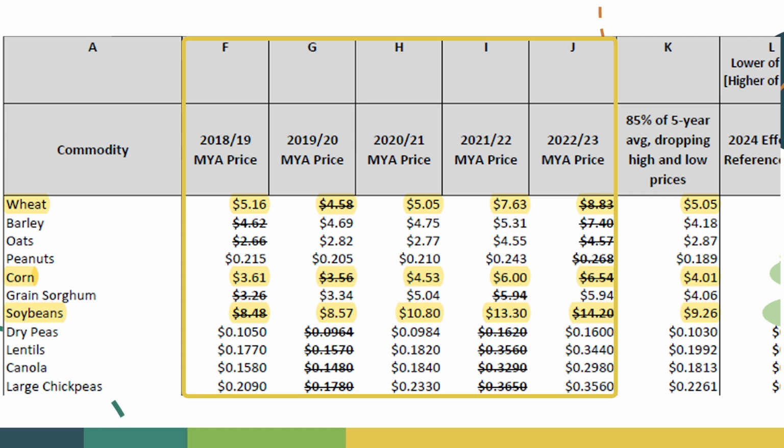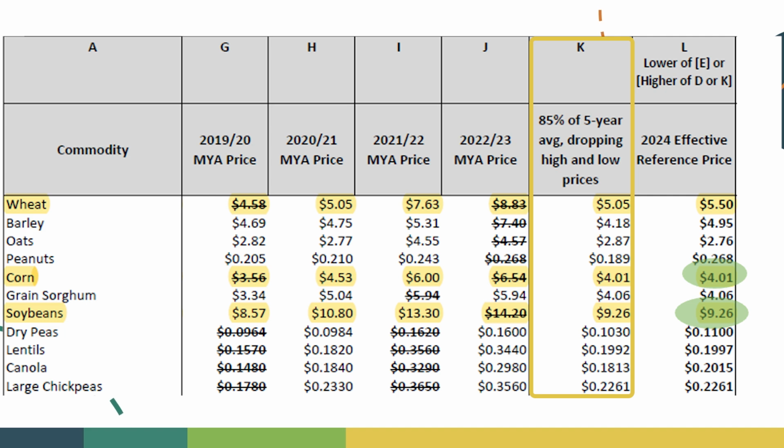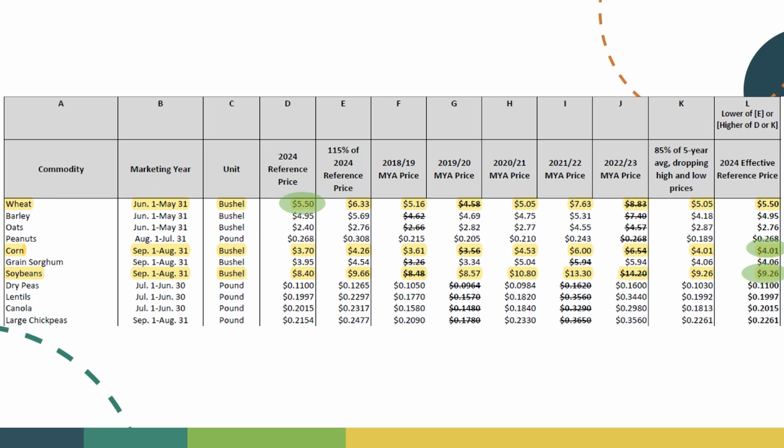You're going to look at the high prices; the low prices are already scratched out. We do have 85% of the marketing average, or the Olympic average, on those. We get K as 5.05, 4.01, and 9.26. For L, we are taking the lower of column E or the higher of D or K. So in this example, we get 2024 reference prices on wheat set at $5.50. We do get to take advantage of corn bumped up to $4.01 and beans at $9.26.